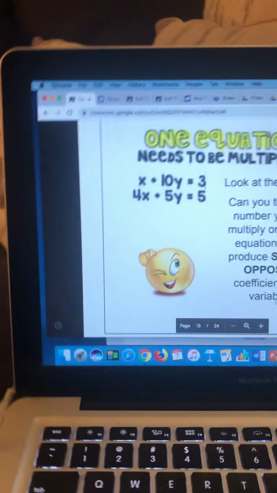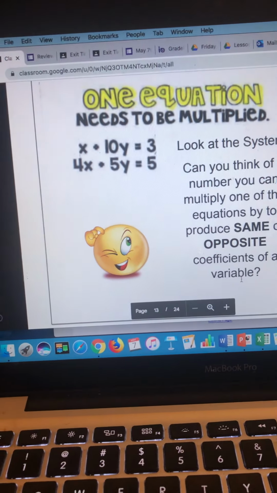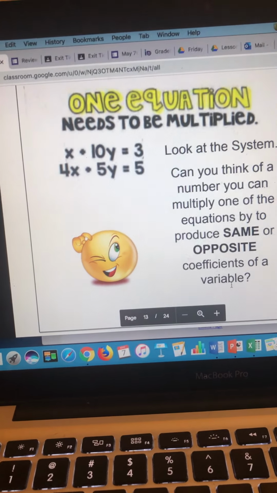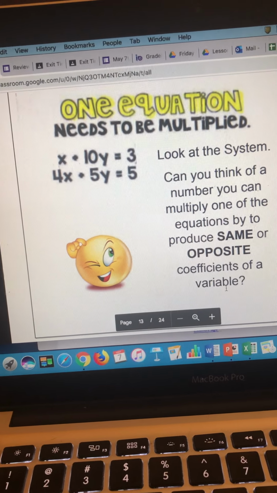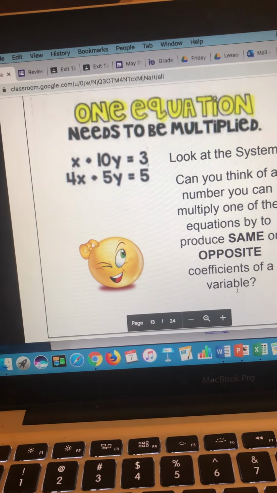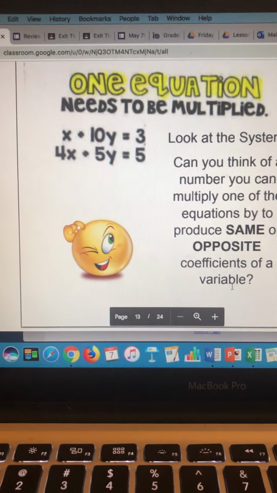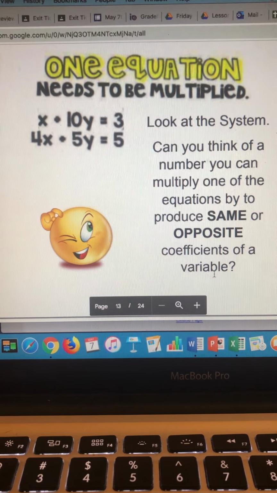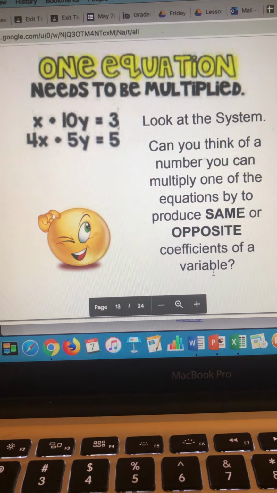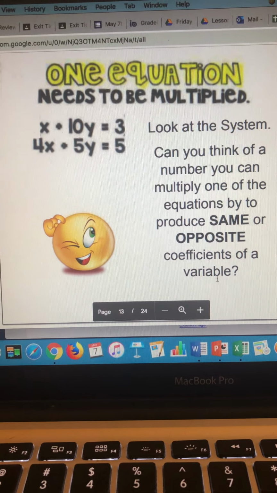So our system this time is x plus 10y equals 3, and then we have 4x plus 5y equals 5. We're going to look at this system and ask, what number can we multiply one of these equations by so that we get the same or opposite coefficients? Because right now we don't have them, right?